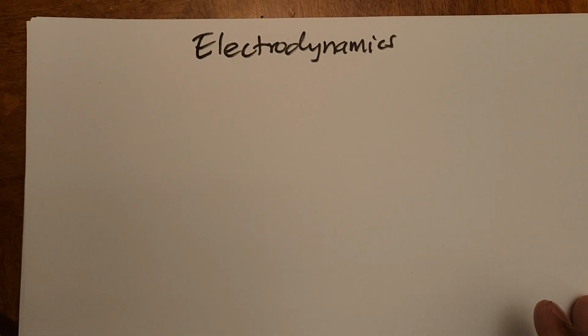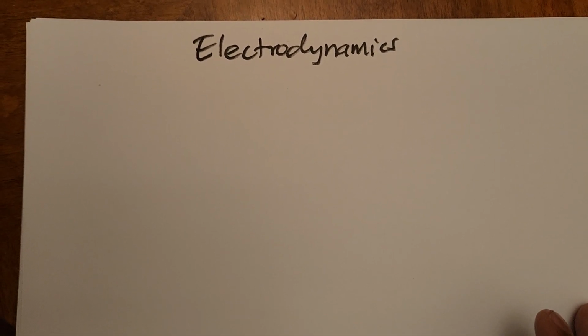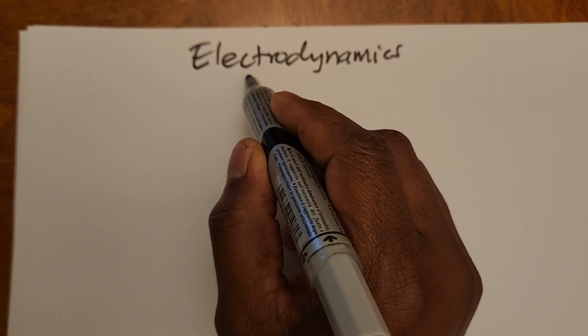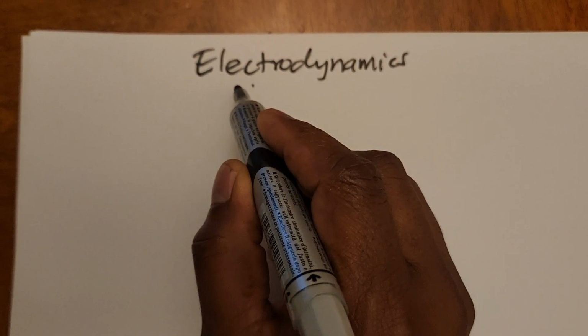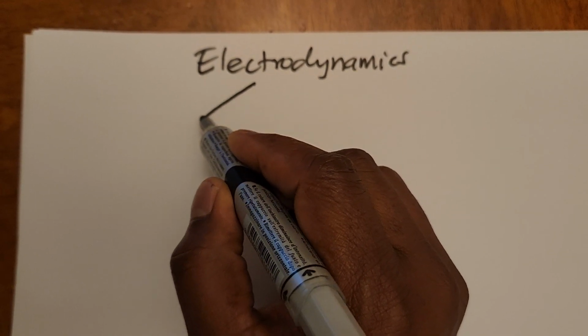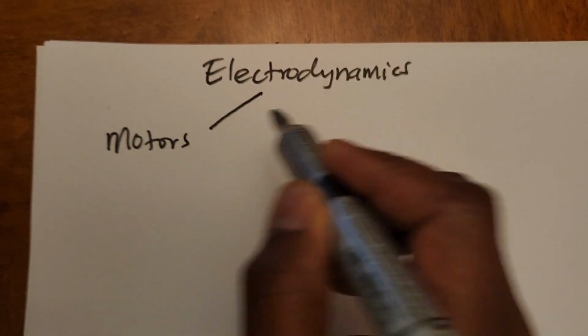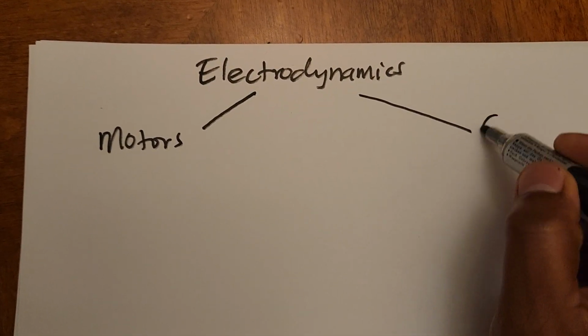Yeah, physical science learners and teachers, we are on the section of electrodynamics, which is part of the electricity sections, electricity and magnetism. In this section, we'll be dealing with two things. One is going to be motors. The second one will be generators.